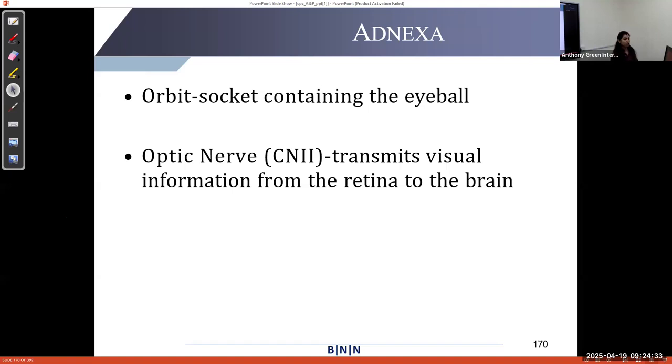Now we have clinical procedures related to all these. Any clinical procedures that you have heard of, other than cataract surgery, which I told you about? Anything else? LASIK, yes, LASIK surgery is there. Then keratoplasty, anyone heard of it? Keratoplasty.